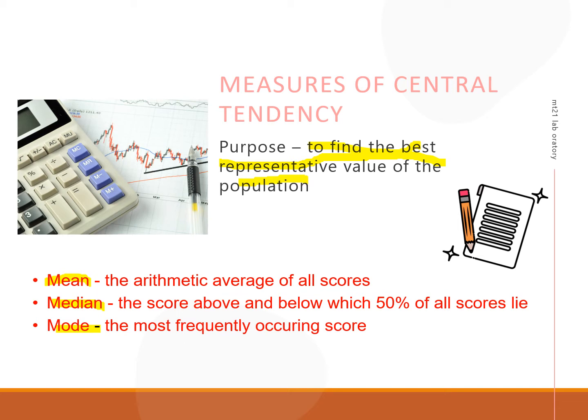No problem for odd numbers because we can easily detect the median. For even numbers, we first need to get the two middle values and then get their average. That is applicable for an even set of numbers. And of course, the mode is the most frequently occurring score. The most frequent score to appear is considered the mode.